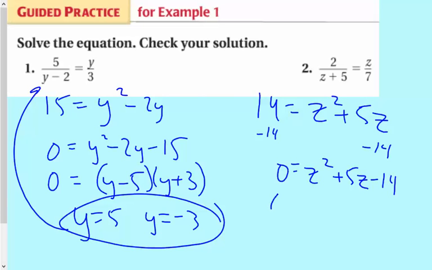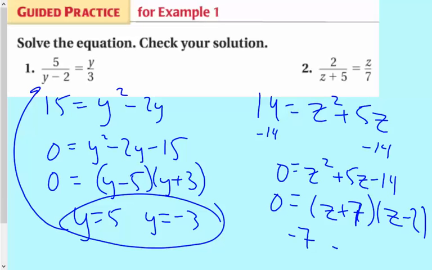The two numbers I'm looking for are positive 7 and negative 2. So my solutions are negative 7 and 2. And both of those work. All right, well, there's day 1 for you, a little bit of cross product action.